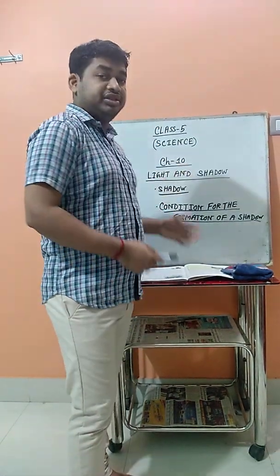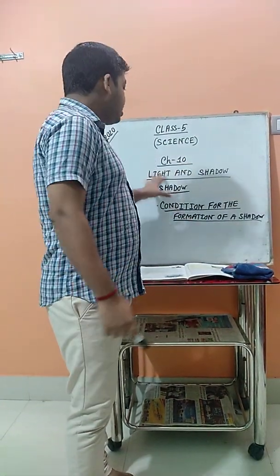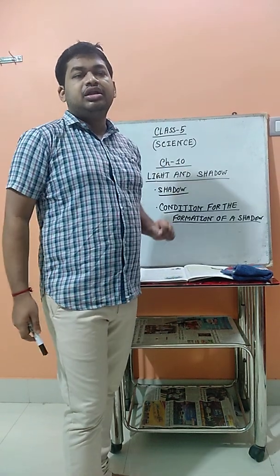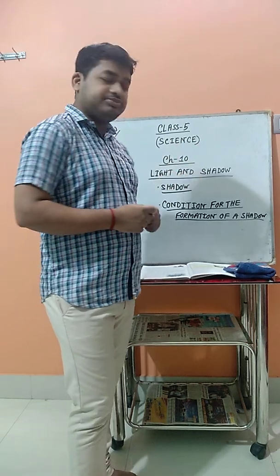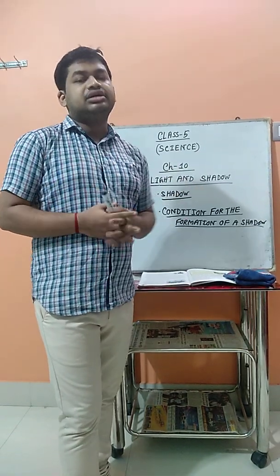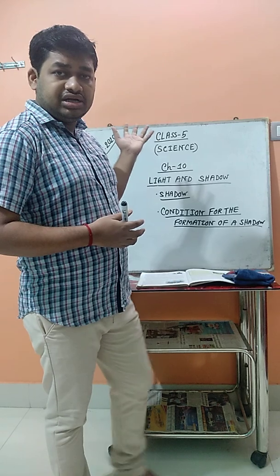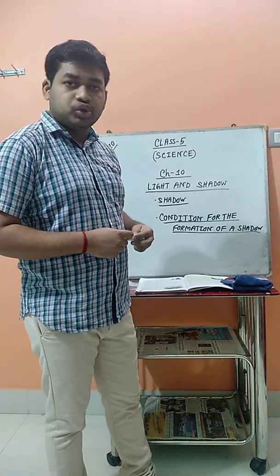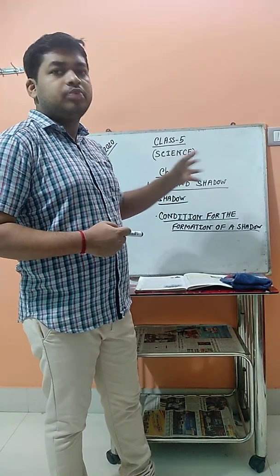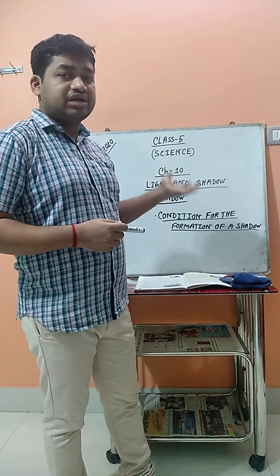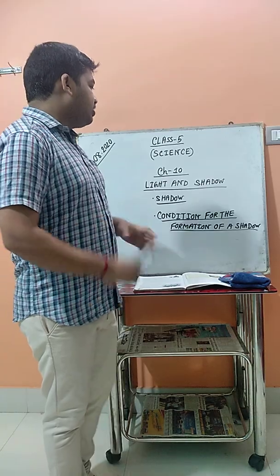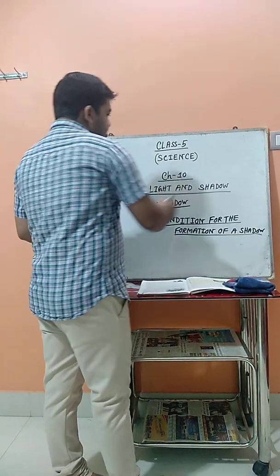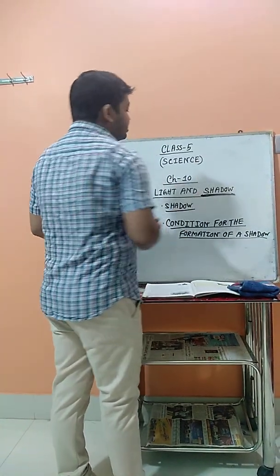Today we shall continue with Chapter 10, which is about light and shadow. As you know, in my last class I had just started this chapter, and I discussed the artificial source of light, the natural source of light, and the different types of objects: transparent, translucent, and opaque. Today I am going to discuss the second part of this chapter, which is about the shadow.